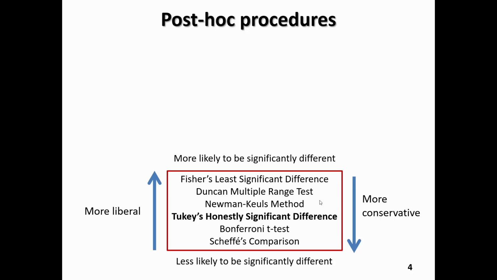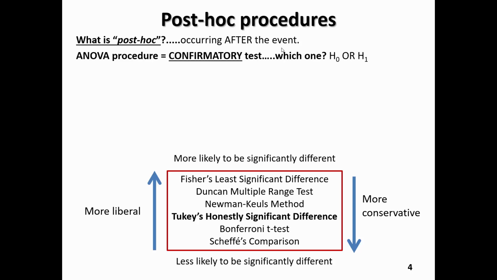I'll just post this up here for this table here at the bottom, but we first take a look at post hoc. And what post hoc basically means is that it occurs after the event. The main event is the ANOVA procedure. So what we had covered in part 1 is that the overall ANOVA procedure was considered a confirmatory test. So through that, we confirmed that either the null hypothesis or the alternative hypothesis was tenable. Which of those two are the most plausible situations given the data?